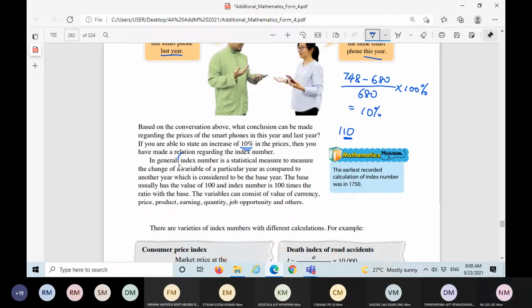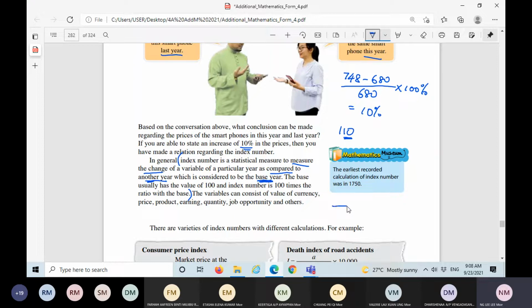What is an index number? An index number is a statistical measure to measure change. Again, it measures the change of a variable in a particular year as compared to another year, which is considered to be the base year. When it is compared to another year, that other year we call the base year. The base year we always put at the bottom.